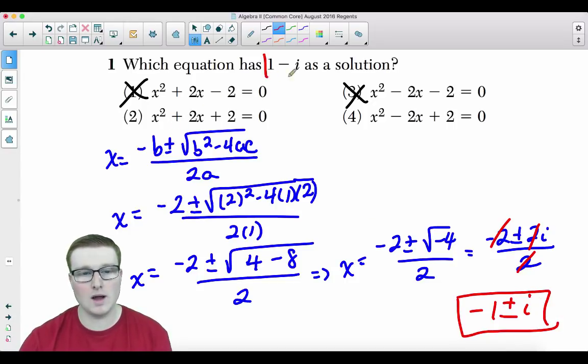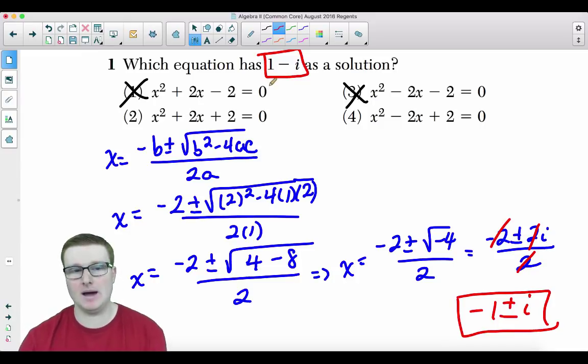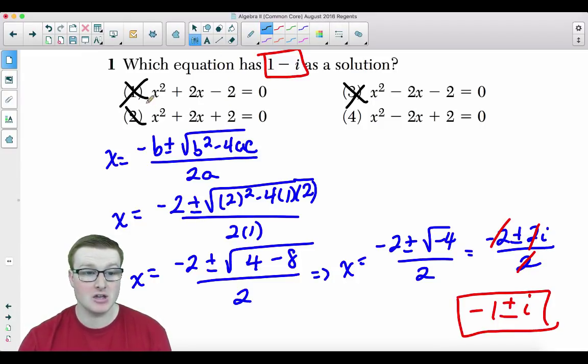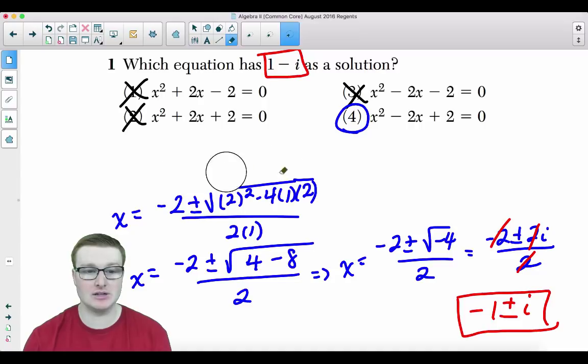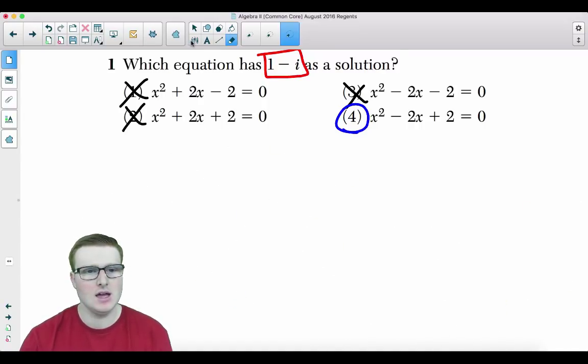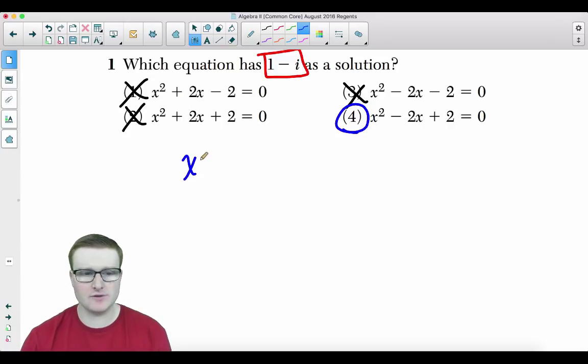But we're looking for 1 minus i, not negative 1 minus i. So choice 2 is actually incorrect. Your answer is choice 4. Let me just confirm with you that that is the correct answer, and then I'll show you how to do it in the graphing calculator because it's a fast way. But you've got to know how to do the math. So let's do the quadratic formula again. x is equal to negative b plus or minus the square root of b squared minus 4ac all over 2a.